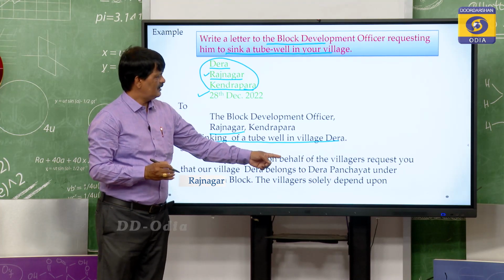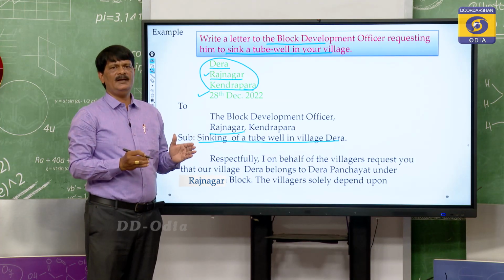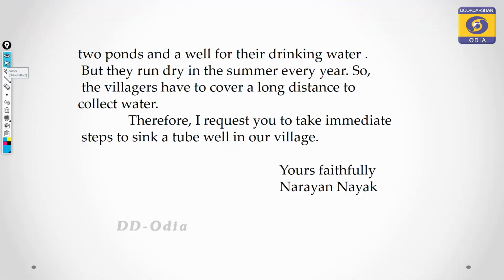Yes, you see, that means he is going to write that one, and the villagers solely depend on what? The next one is there: they depend on 2 ponds and a well for their drinking water. That means whenever he is going to write something, he has to state what is that. There are only 2 ponds and a well for drinking water, no other facilities are there. But "thereon" here, we can say, "thereon" here implies what? The ponds and the well.